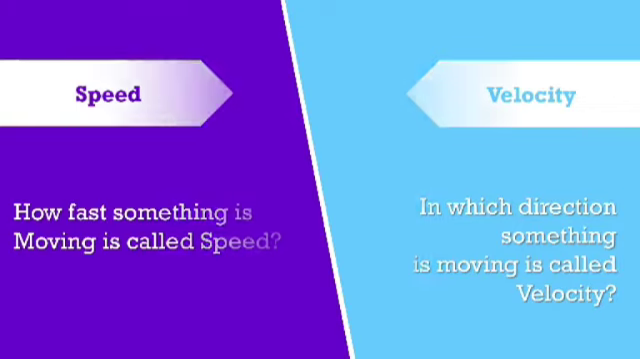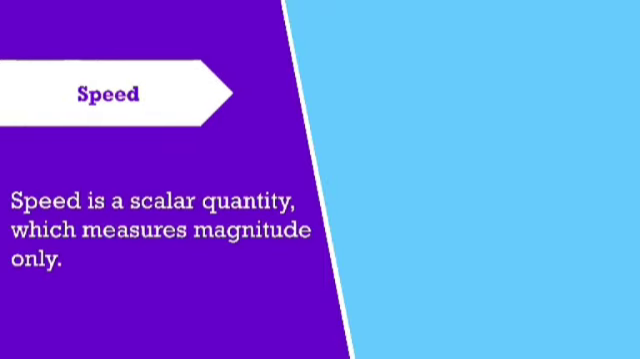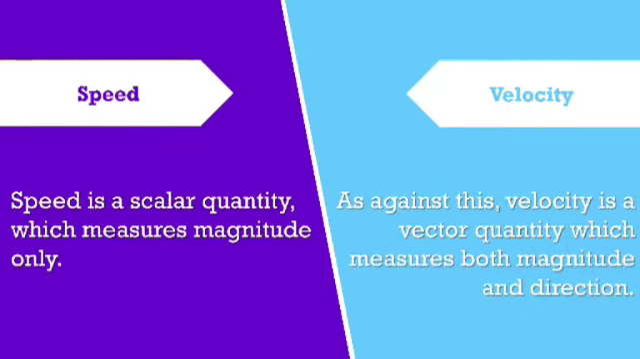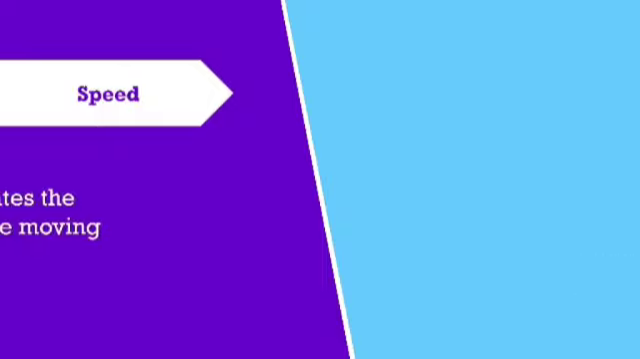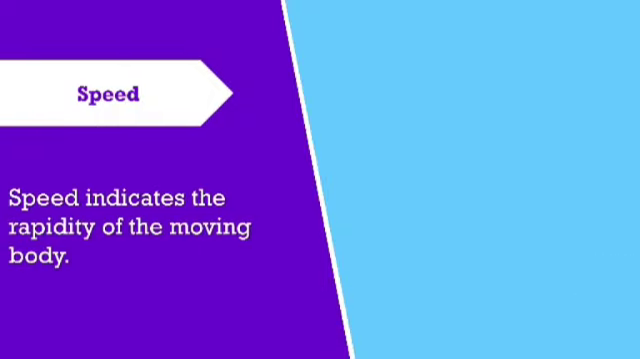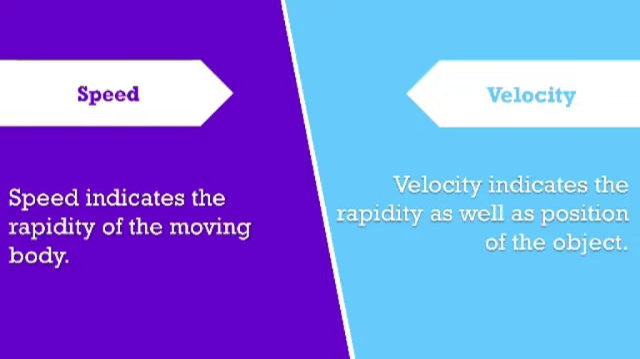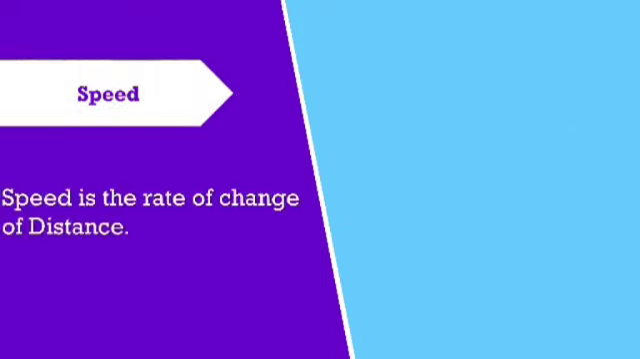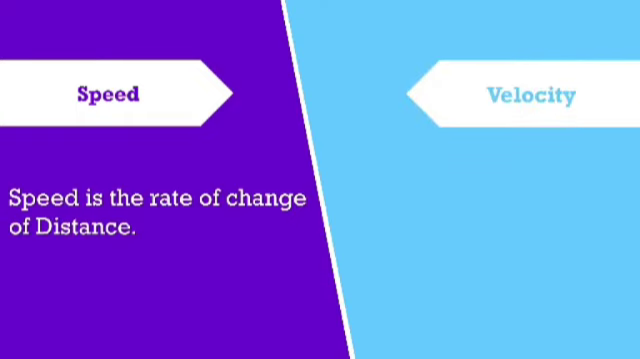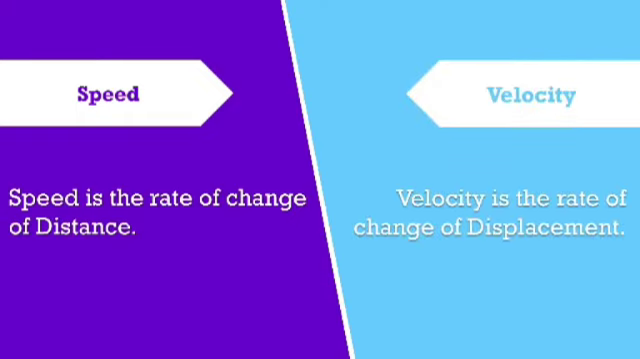Speed is a scalar quantity, which measures magnitude only. As against this, velocity is a vector quantity which measures both magnitude and direction. Speed indicates the rapidity of the moving body. Velocity indicates the rapidity as well as position of the object. Speed is the rate of change of distance. Velocity is the rate of change of displacement.